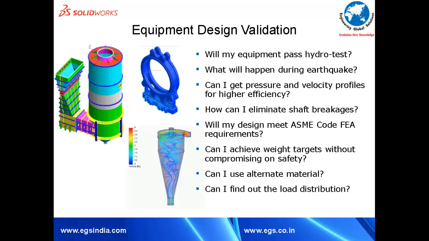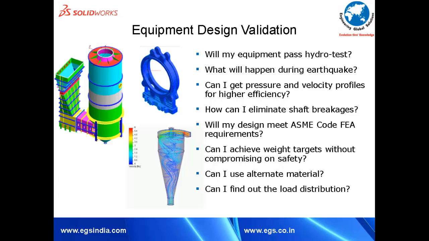Can I eliminate the shaft breakages as we asked earlier? Will my design meet the ASME code FEA requirements? Because the appendix of the ASME code, Section 8, Division 2 on the pressure vessels is now becoming as large as the main design document itself. Can I achieve the weight targets without compromising on the safety? Can I use alternate materials, cheaper materials, exotic materials for lower weight? So many different considerations are there.